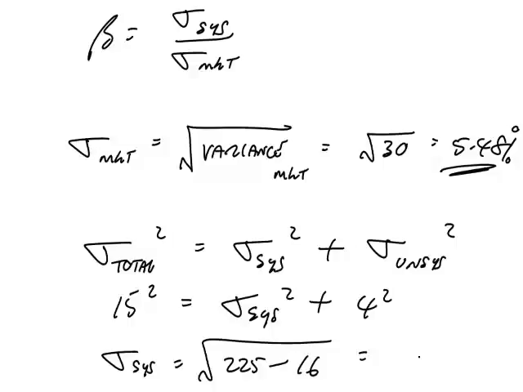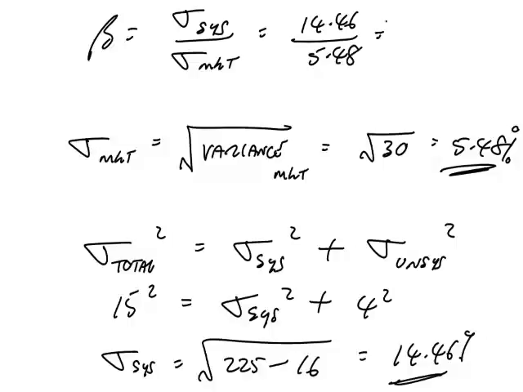Reda, is it 14.46? And finally, what's the beta? Well, we now have what we need. The systematic is 14.46. The market is 5.48. And so the beta is 2.64. And again, the interpretation: this investment is 2.6 times as risky as the market. Okay?